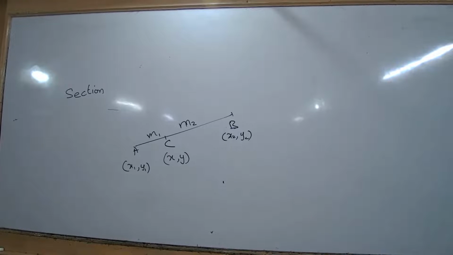Yourself decided, okay, then. X is equal to (M1 x2 plus M2 x1) upon (M1 plus M2). Then y is equal to (M1 y2 plus M2 y1) upon (M1 plus M2). Learn now, sit down. Okay, formula learned, all of you? Yes, sir.